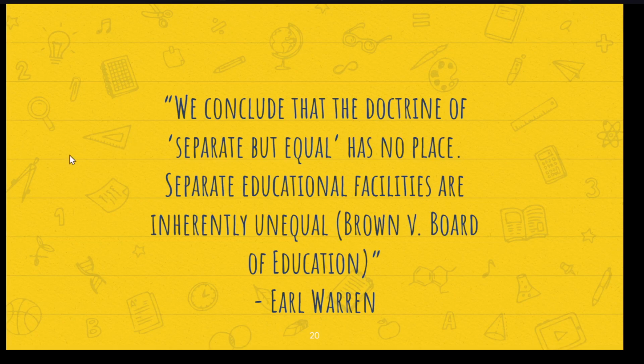It's a nice quote from the judge who was presiding over this case in the Supreme Court. Basically it means that there were schools for African Americans and schools for Caucasian students, and they could never be equal. So, separate but equal was a very prominent phrase.